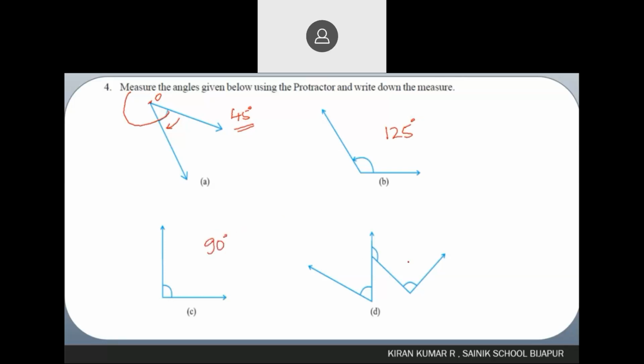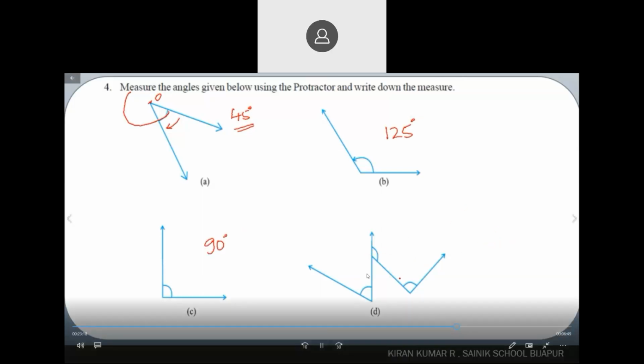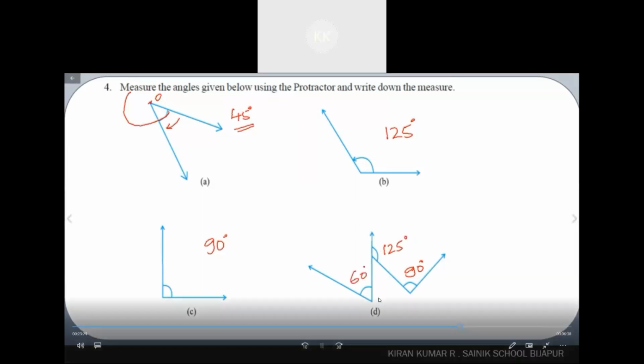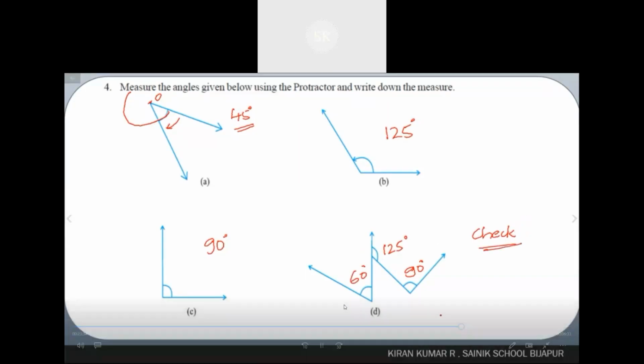Obtuse angle, second one 125 degrees, this will be 90 degrees. Here there are 3 different angles. You can measure. These three angles are there. This one is a right angle, 90 degrees. This particular angle is an obtuse angle, 125 degrees. This angle is 60 degrees. You can check this out. In the textbook, you can measure the angles of those figures.